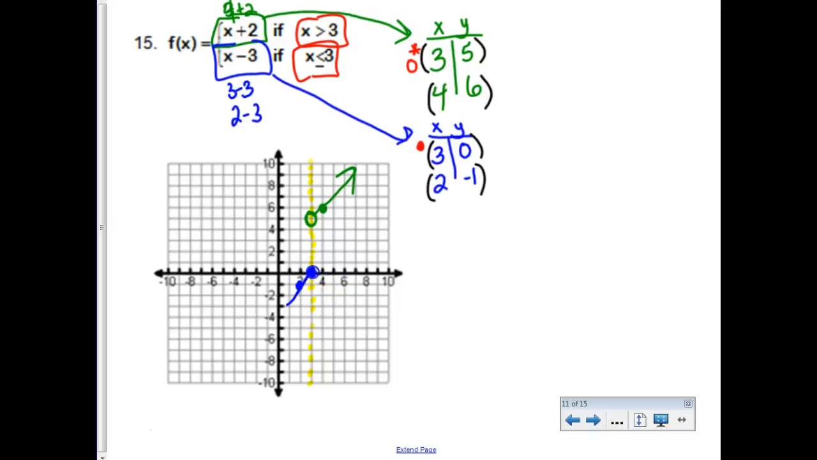That was supposed to be a straight ray. So, double check. Do I have one open circle and one closed circle on my boundary line? Yes. Are my rays going on opposite sides of the boundary line? Yes.